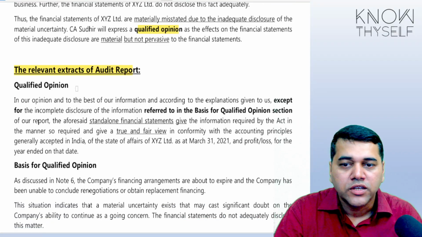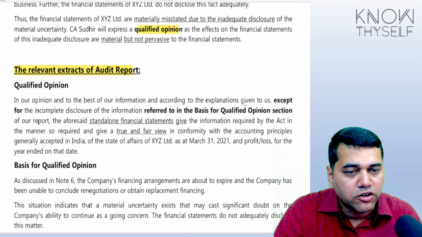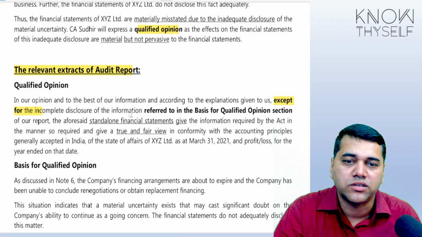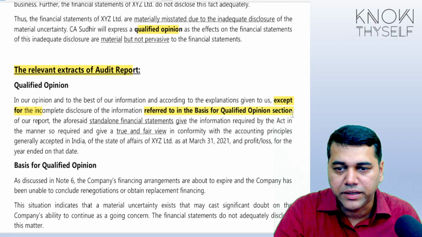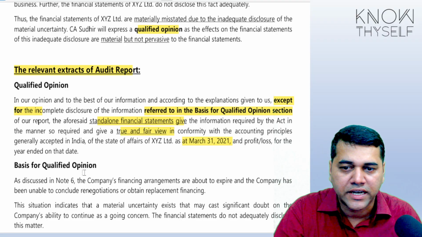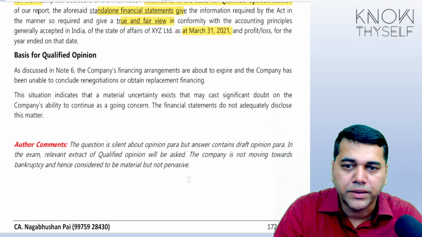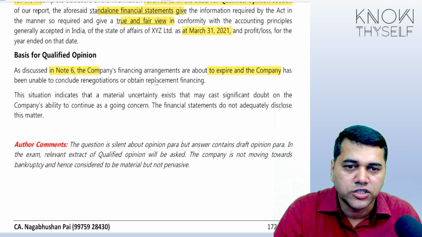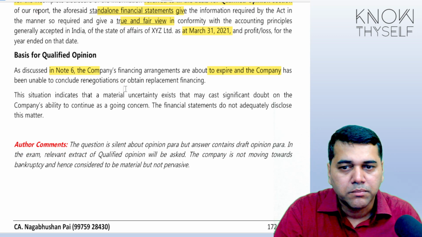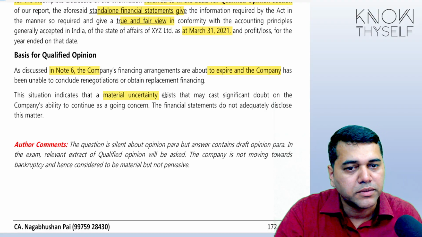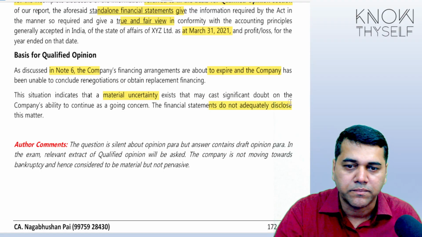Extract: In our opinion, to the best of our information, according to the explanations given to us, except for the incomplete disclosure referred to in the basis of qualified opinion section, the standalone financial statements give a true and fair view as on 31st March and of the profit and loss account as on that date. Now, in the basis of qualified opinion, you need to say, as discussed in note number 2, this is going to expire. These negotiations are going to happen. It's happening, but there is no information about the non-availability of the funding. So the situation indicates material uncertainty, and the financial statements do not disclose the same.